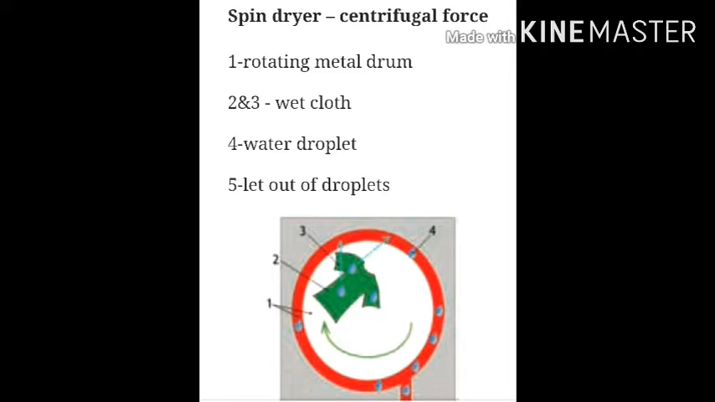Look at the picture. It is the spin dryer of a washing machine. The centrifugal force acts along the radius outwards and hence is used to throw the water molecules on the clothes radially outwards while it is in the dryer mode. Look at the picture. 1 denotes the rotating metal drum. 2 and 3 denote the wet cloth. 4 the water droplets that move radially outwards, and the 5th one is the letting out of the droplets from the dryer drum.